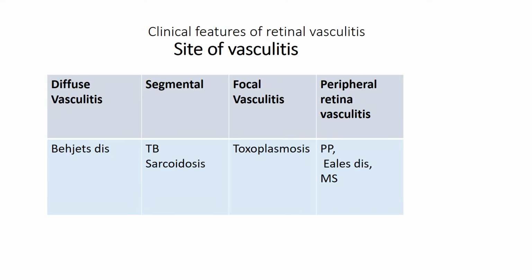Site of retinal vasculitis is an important feature in identifying the underlying etiology. For example, diffuse vasculitis in Behçet disease, segmental vasculitis is usually seen in TB and sarcoidosis. Focal vasculitis is seen in most cases of retinal toxoplasmosis adjacent to focal retinitis, while peripheral vasculitis is seen in pars planitis, Eales disease, and multiple sclerosis.